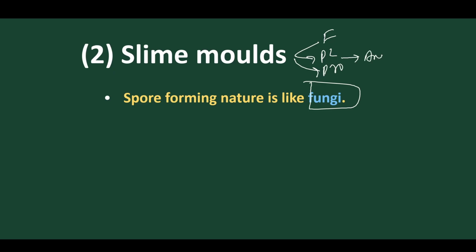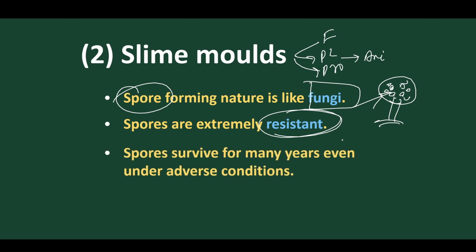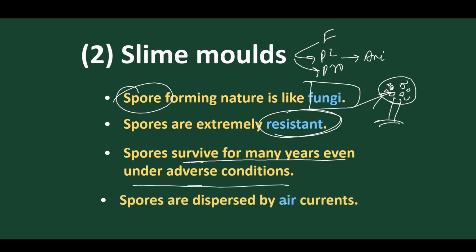This contains animal-like character. So the spore-producing organism has a stalk, and on the stalk the spores are produced as conidia and sporangia. This is the fungal nature. Spores are extremely resistant against adverse conditions. As in fungi, the spores can survive for many years in adverse conditions, and these spores are normally dispersed by air currents.